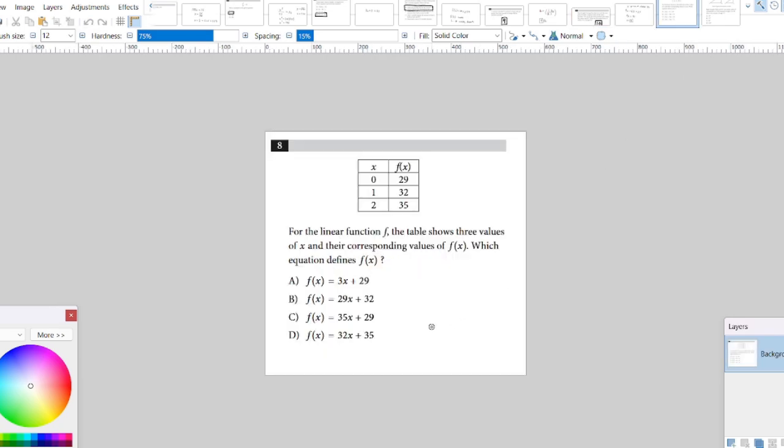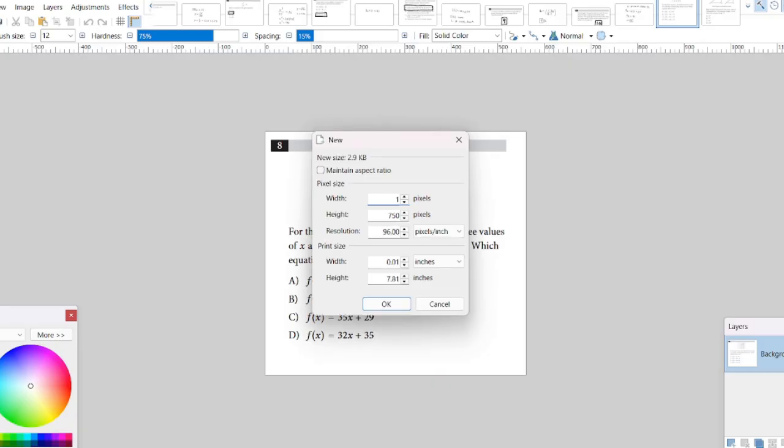Moving on to question number 8. It says, for the linear function f, the table shows 3 values of x and their corresponding values of f of x. Which equation defines f of x? Okay, so let's get a page here.